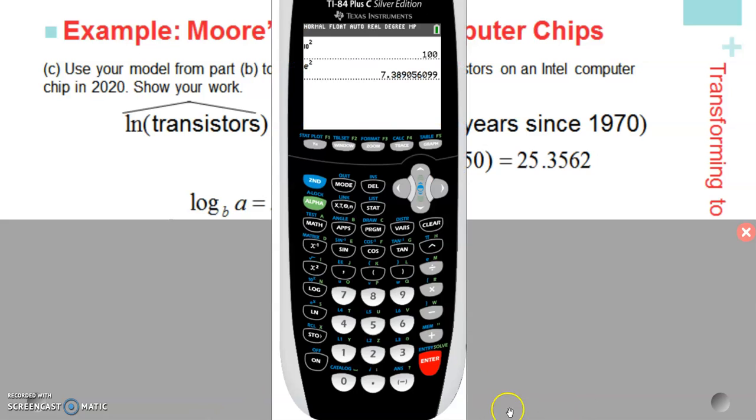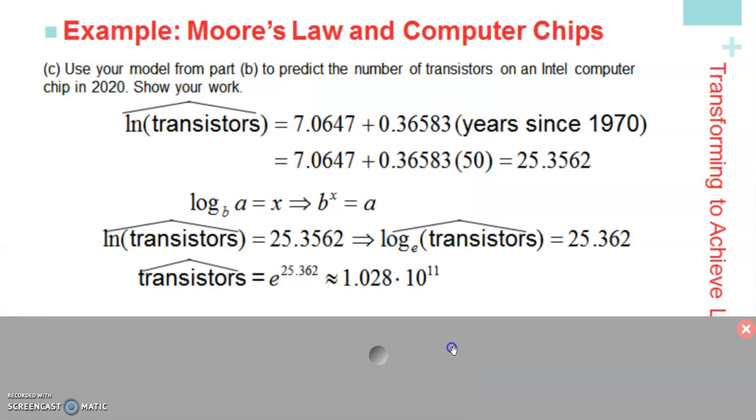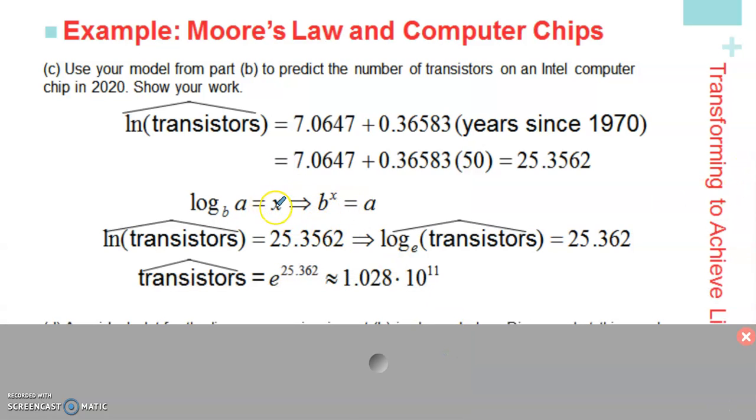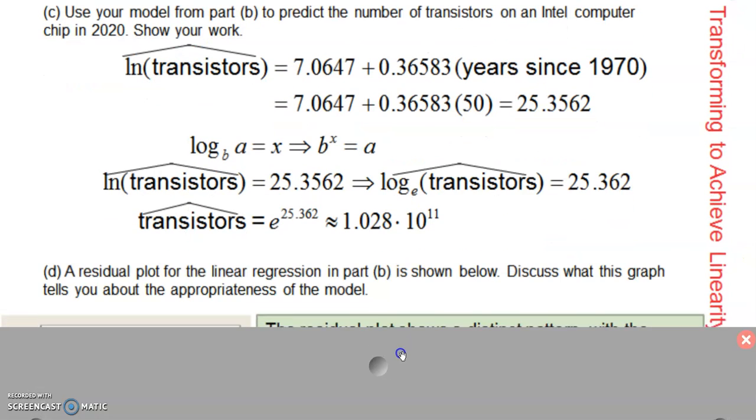So basically all I need to do, and I don't really have to know the definition of a logarithm, all I have to know is I've got ln here, so I'm going to do the opposite of ln, which is e to the power of this number, 25.3562, and I get that number right there. Notice E11 means times 10 to the 11th. And that uses the definition of a logarithm to rewrite it in log form, but that's what you get. That's all you have to type into your calculator, and there's my answer.